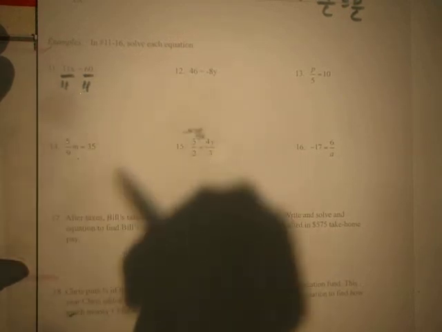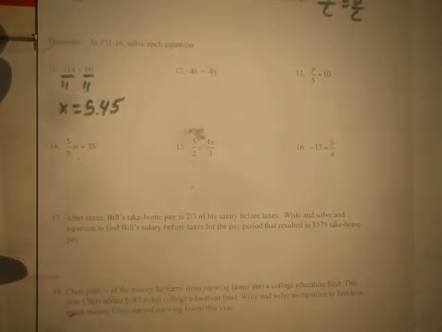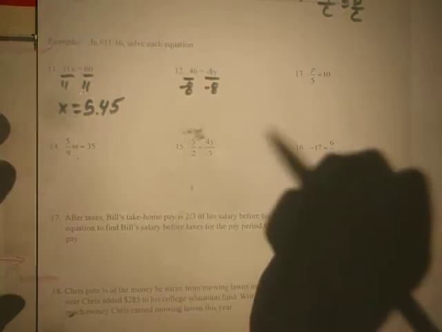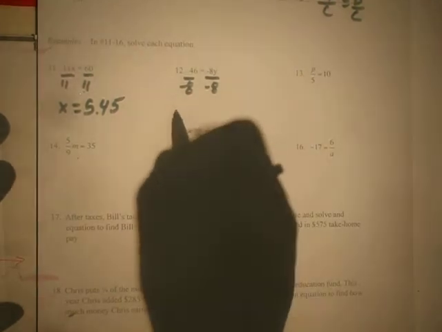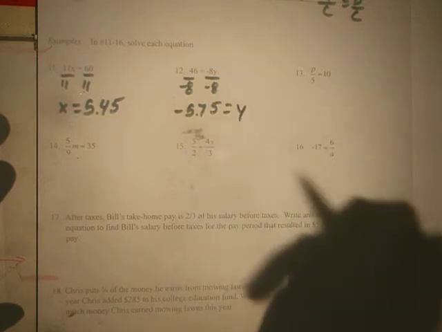We start out with number 11. 11x equals 60. We will divide both sides by 11. The equation will still be equal, and then we will be left with x equals 60 divided by 11, which is 5.45. Number 12, we have 46 equals negative 8y. Dividing both sides by negative 8, 46 divided by negative 8 is negative 5.75 equals y.